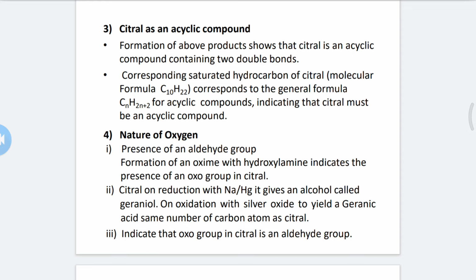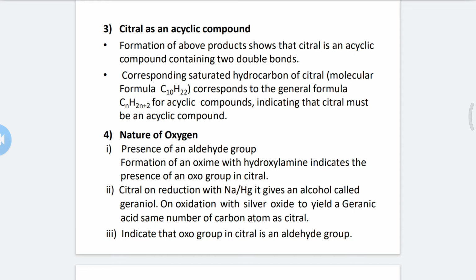Okay, nature of oxygen atom. In the citral molecule, presence of an aldehyde group. The formation of an oxime with hydroxylamine indicates the presence of an oxo group in the citral molecule.